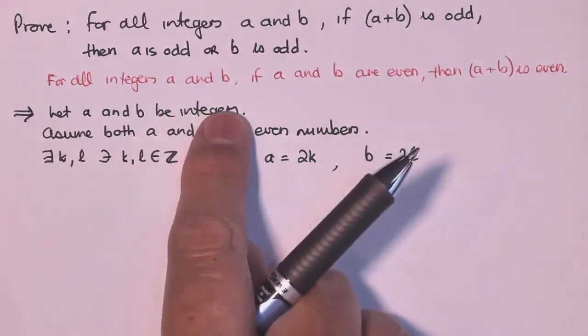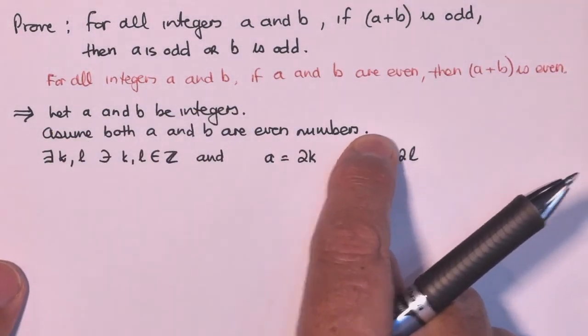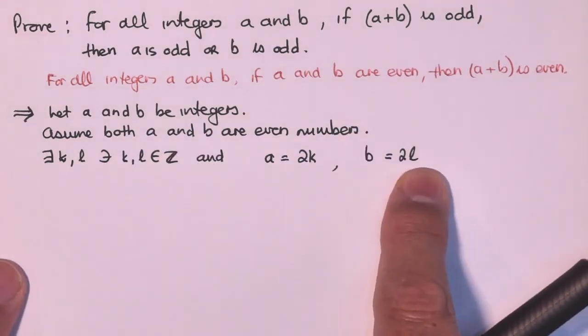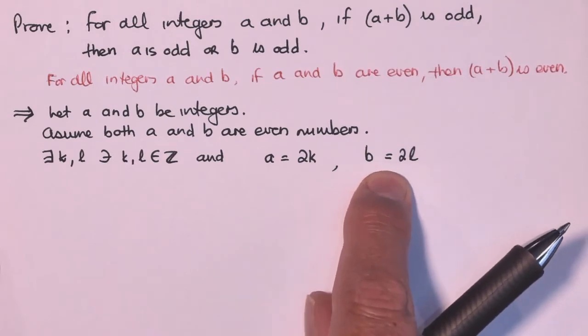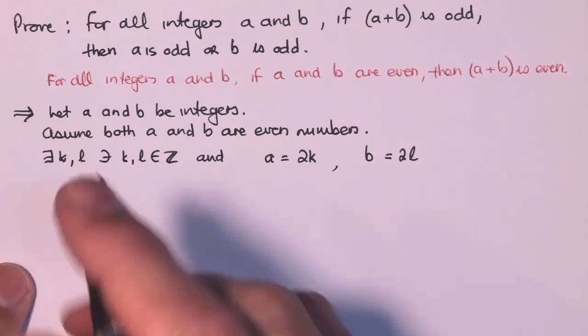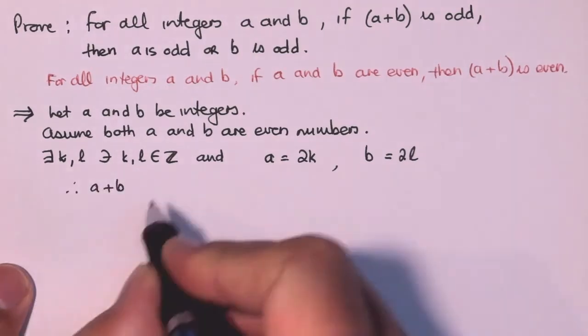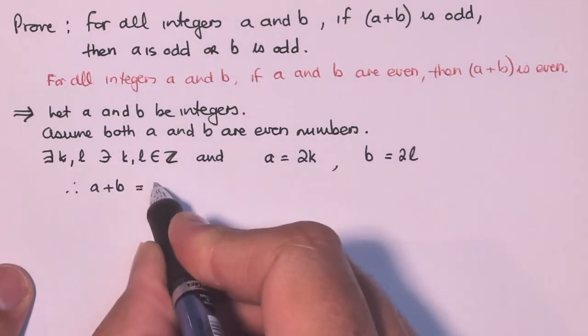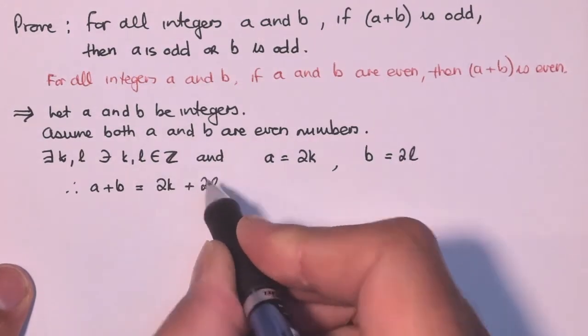We've got a and b that are integers. We're assuming that they're both even numbers. What is the implication for this? It means that a is even, b is even. And now we're on our way to say something about their sum. So therefore, what will a plus b be? Well, a plus b will be 2k plus 2l.